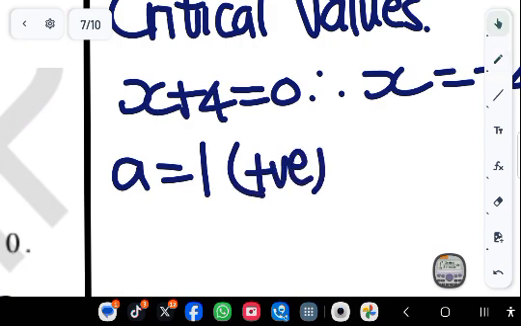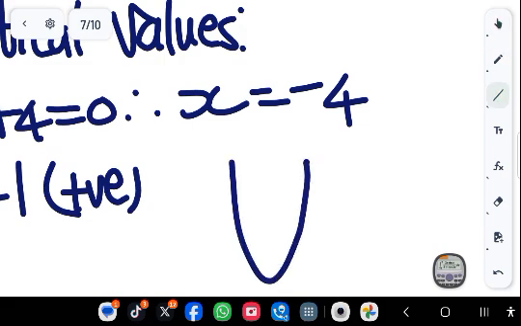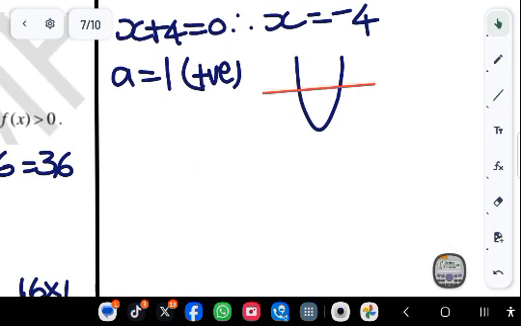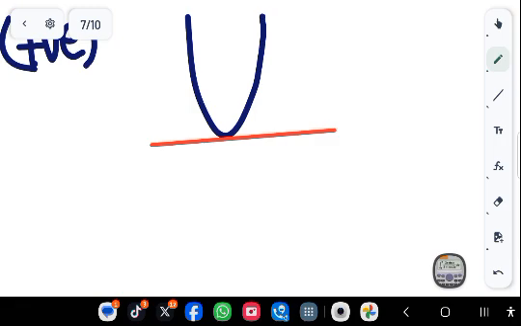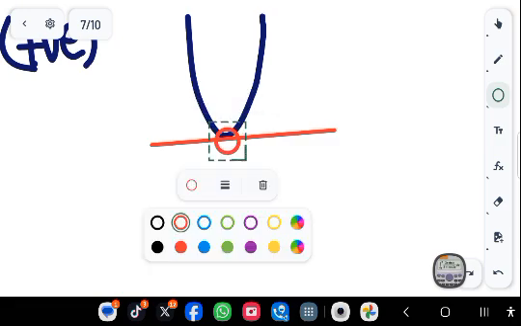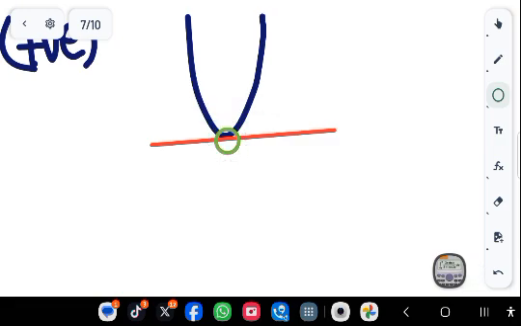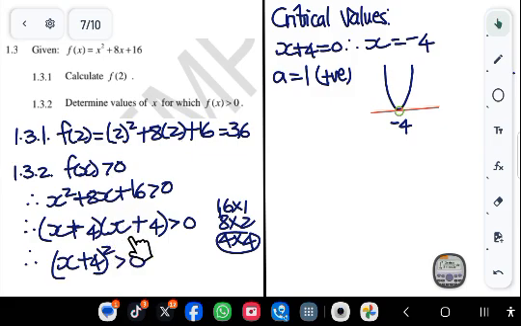So meaning that our arms look up. The arms of the parabola look up. Now when the arms look up, and we only have one critical value, it means that the graph touches only at that. That's what it means. So we're going to put a circle. There we go. Let me make it green so you can see. So that is negative 4 there. That's our critical value.